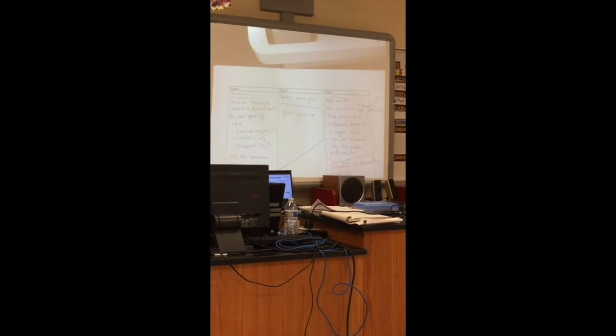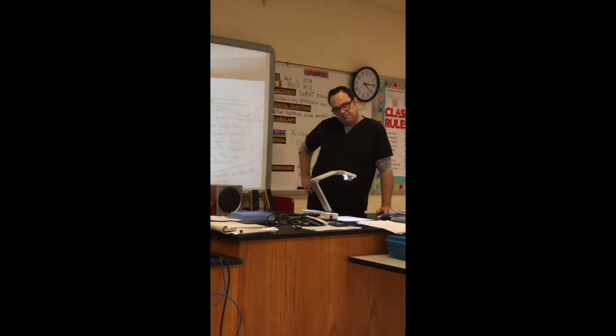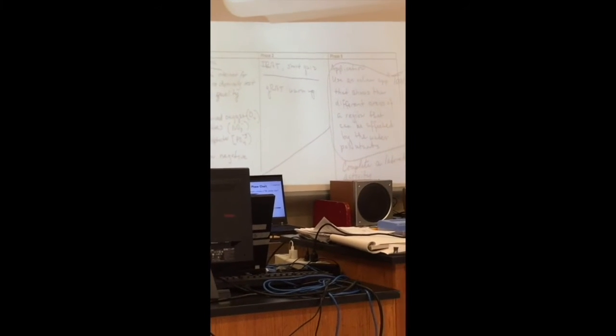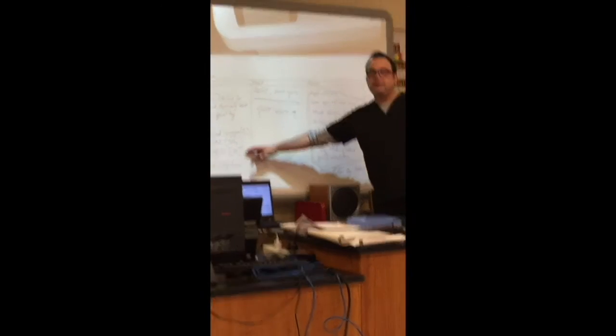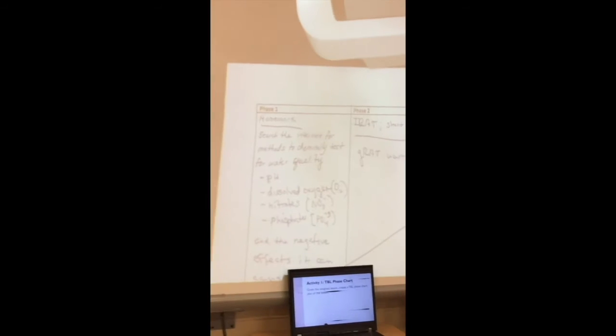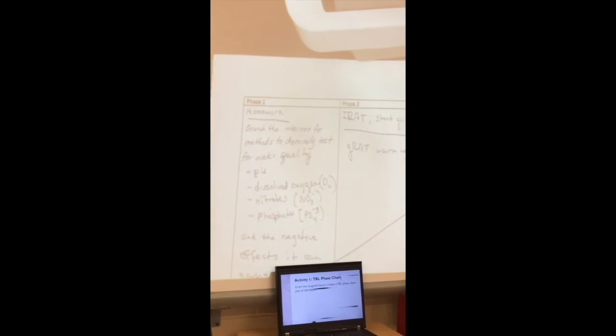So for our TBL in chemistry, we decided that first of all, we're going to have the students search the internet for methods to chemically test for water quality. And these were the 4 pollutants we were going to have them research: the pH of the water, the dissolved oxygen in the water, nitrates, and phosphates.